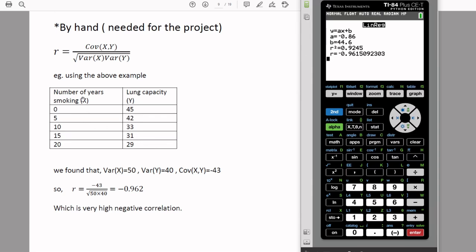So obviously this means that the longer you've been smoking, the lower your lung capacity. Now this is a thing with the projects as well, that if you do a project on something like this, you have to relate your results back to real life. So if you put this is very high negative correlation, okay, it's correct. But you also have to make a statement about what it means in real life. So you have to actually put a statement like, the longer you've been smoking, the lower your lung capacity.